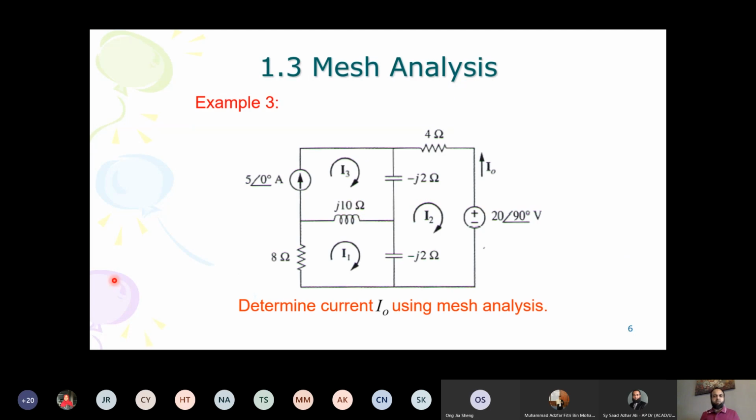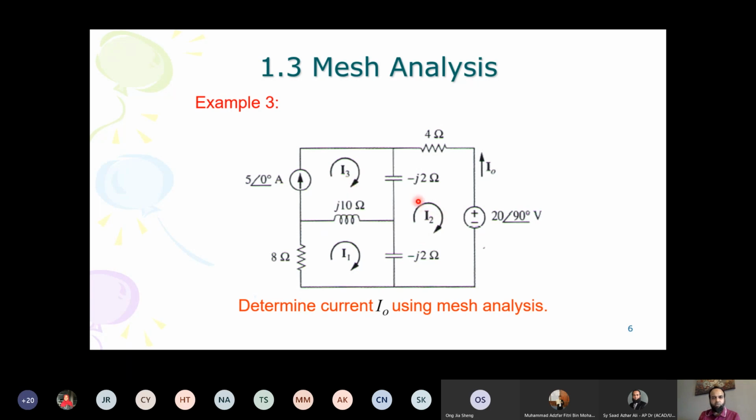So let's consider this particular circuit, example 3. Determine current I0. We are looking for this particular current I0 going upwards. Normally in a question, these currents are not mentioned. We have to identify the mesh currents, which is not very difficult. Anyways, let's say this is I1, this is I2, and this is I3.